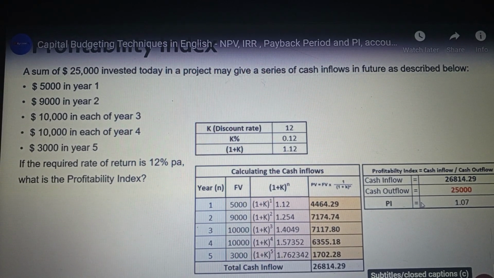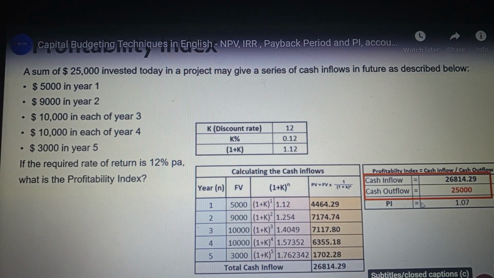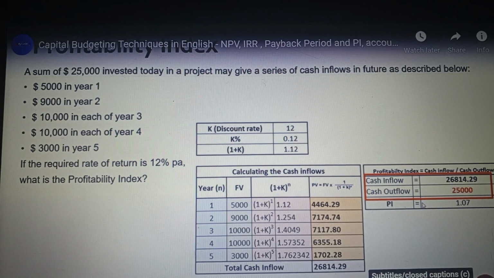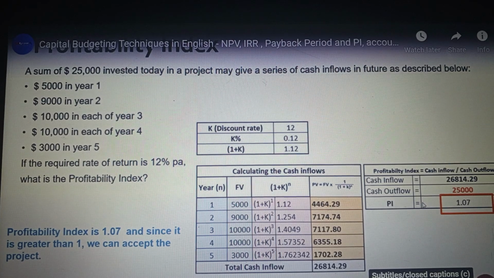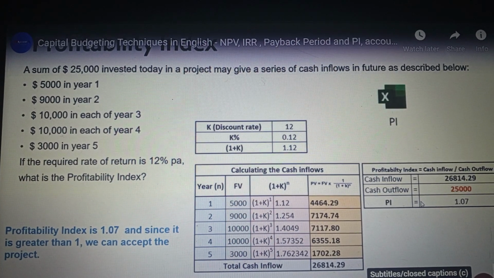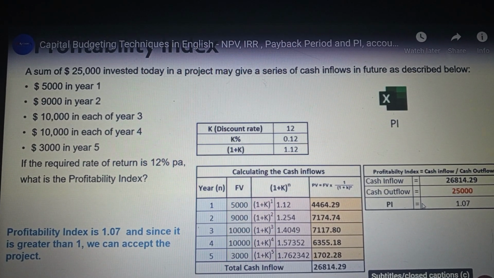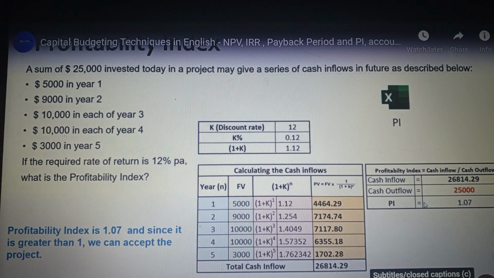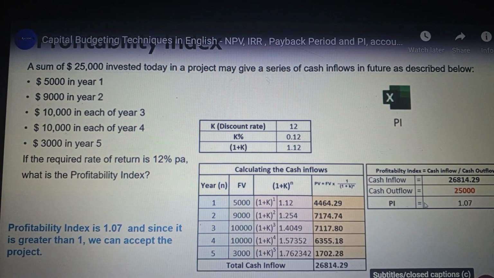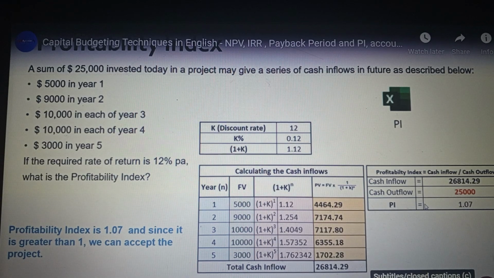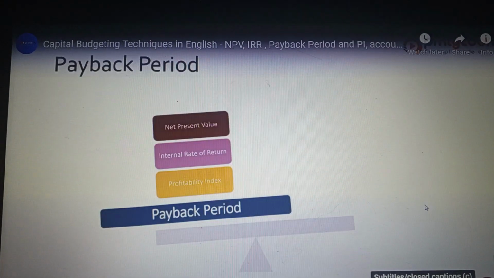So if we divide 26,814 by 25,000, we get 1.07. And since the profitability index is greater than 1, we can accept the project. And I did the same calculation here in Excel, so you can download the presentation and you can refer to the sheet. Okay, and now let's look at the last technique of the capital budgeting, which is payback period.